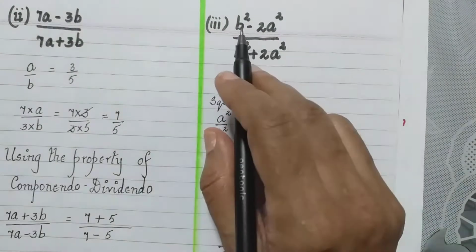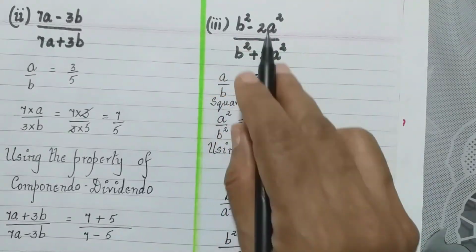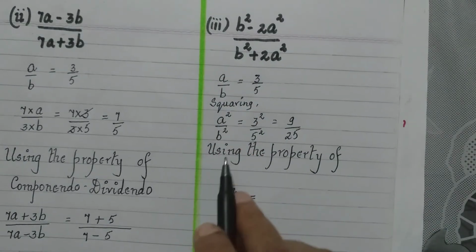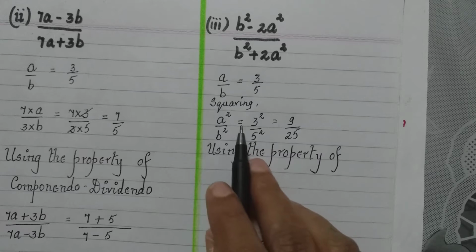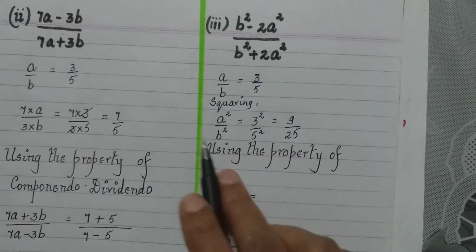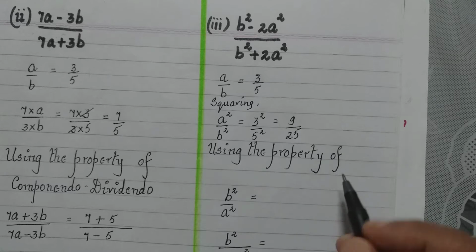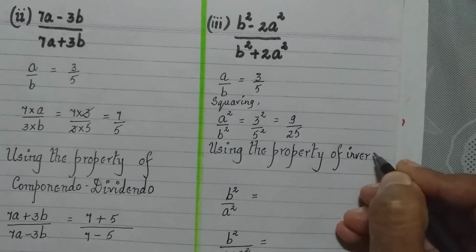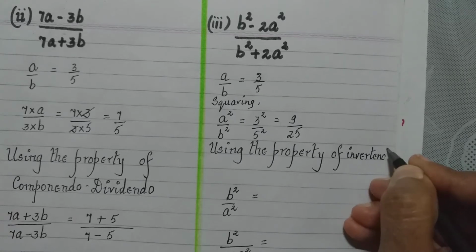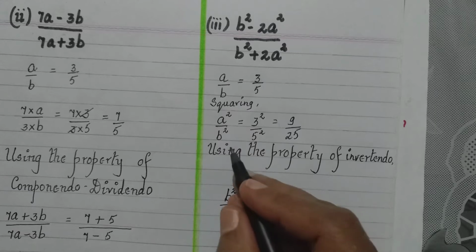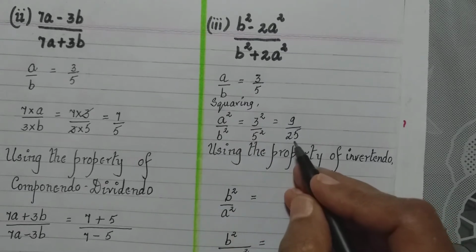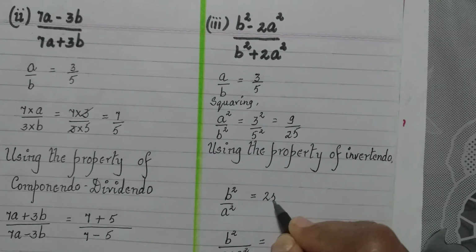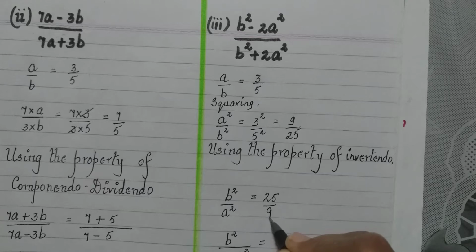Now you will see that in what they have asked, first comes b and then comes a. So if I want it that way, that means I should get b square upon a square. So what should I do to make a square upon b square into b square upon a square? I should use the property of invertendo. So using the property of invertendo, b square upon a square equals this fraction also becoming a reciprocal. It becomes 25 upon 9.